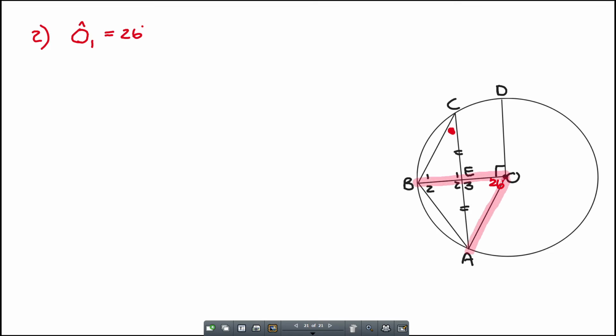Do you guys agree that that 26 is my midpoint angle? Okay, now go from AB again. Then it forms a circumference angle at C.